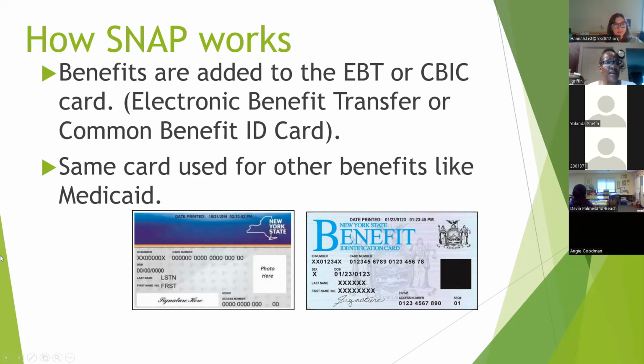So how SNAP works. Benefits are added to your EBT or CBIC card, electronic benefit transfer, or common benefit ID card. The same card could be used for other benefits like Medicaid. These cards probably look familiar if you have SNAP.